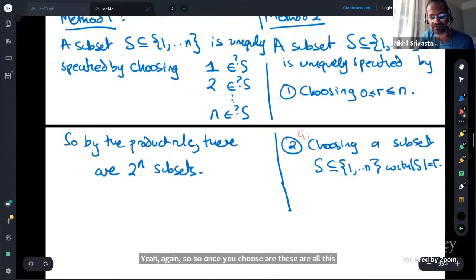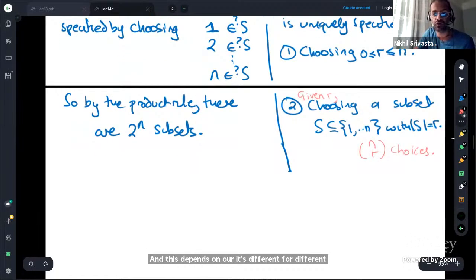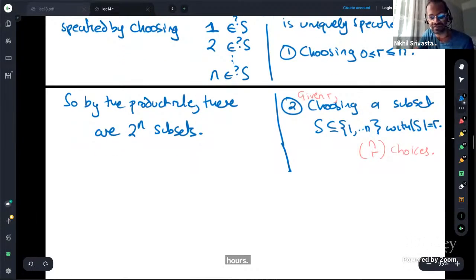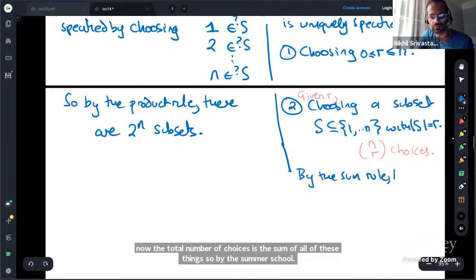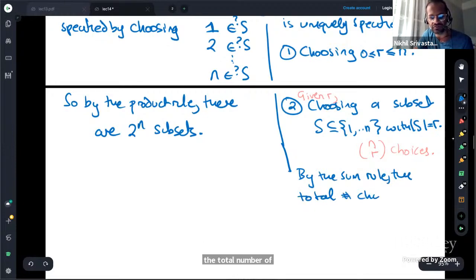So really what I'm saying here is given R, choosing a subset of that size. And so by the sum rule, how many choices are there for the second step? Well, there are n choose R choices. And this depends on R. It's different for different Rs. So now the total number of choices is the sum of all of these things. So by the sum rule, the total number of choices is the sum.